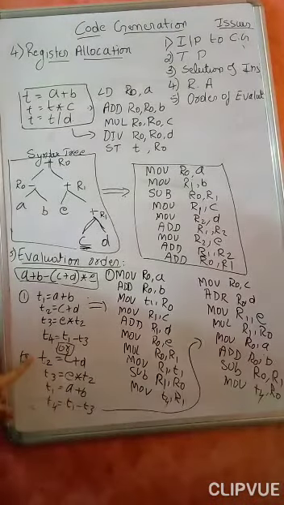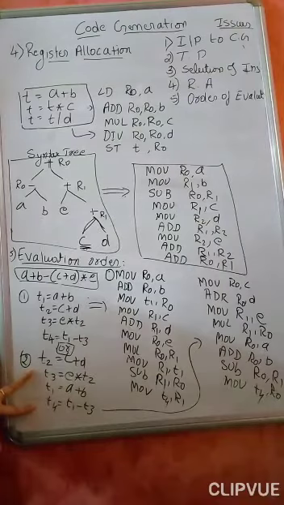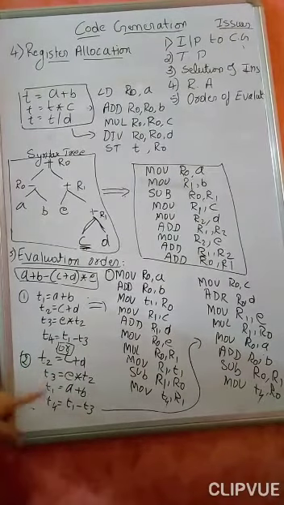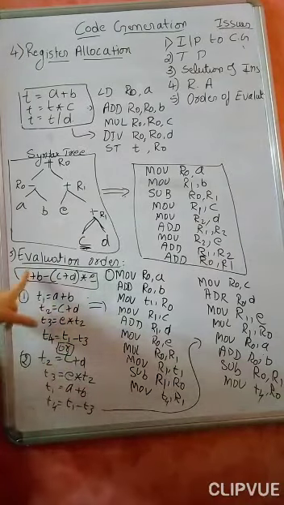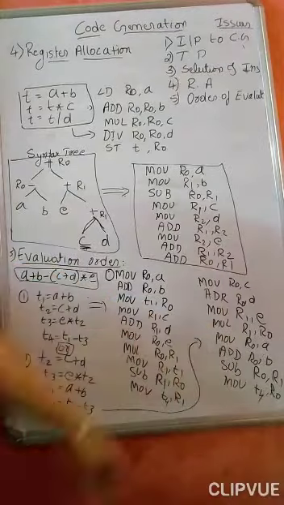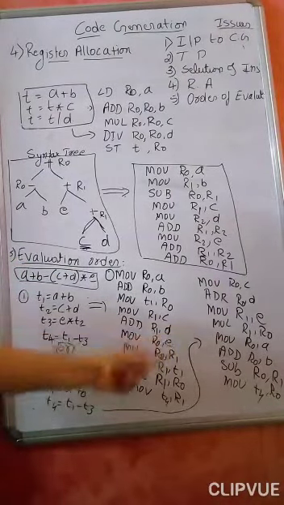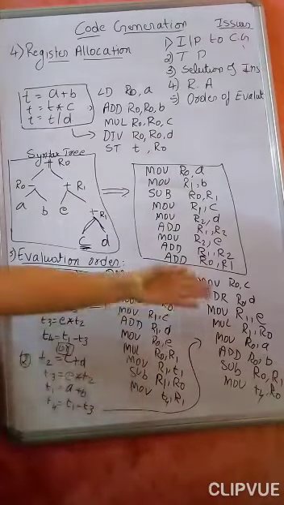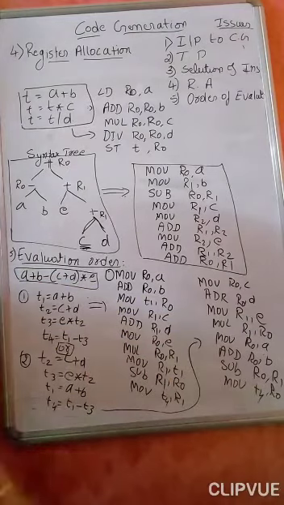Okay, now consider this order of evaluation, and the object code for this order of evaluation, where we are doing c plus d first and multiplying with e, and then a plus b, and then subtraction. This is the object code we are getting for this particular order of evaluation. And when you compare both of them, here 10 instructions are there, and here 8 instructions are there. So this is a more efficient target code compared to the other one.